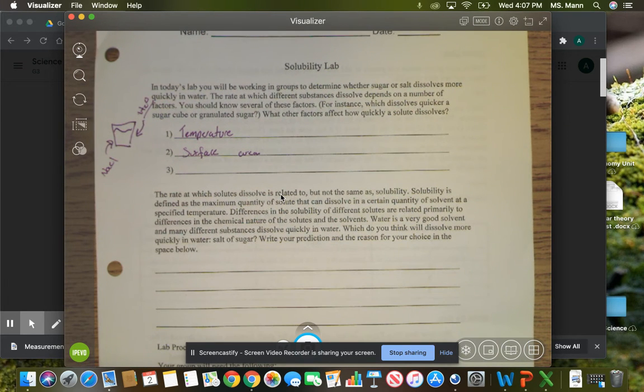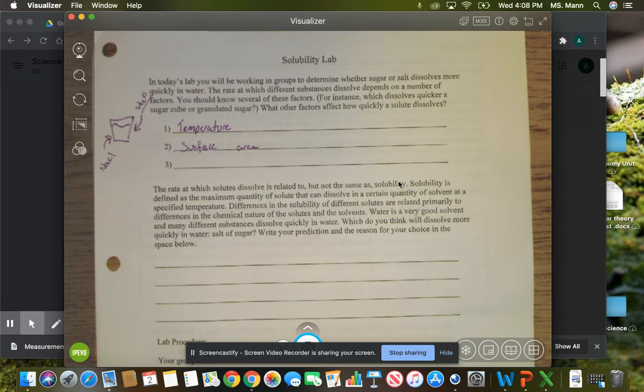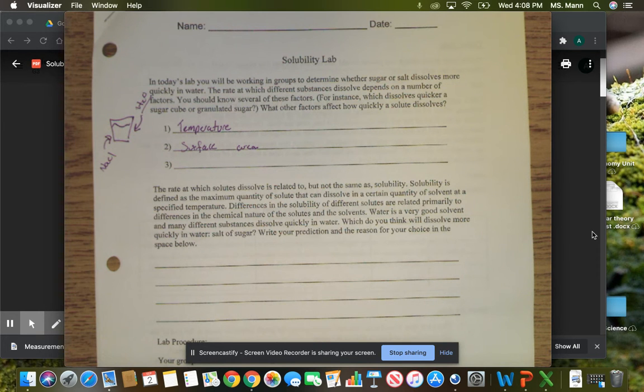Now, the rate at which solutes dissolve is related to, but not the same as, solubility. Solubility is defined as the maximum quantity of solute that can dissolve in a certain quantity of solvent at a specified temperature. Differences in solubility of different solutes are related primarily to differences in chemical nature of solutes and solvents. Water is a very good solvent, and many different substances dissolve quickly in water. Which do you think will dissolve more quickly in water, salt or sugar? Write down your prediction and the reason for your choice.